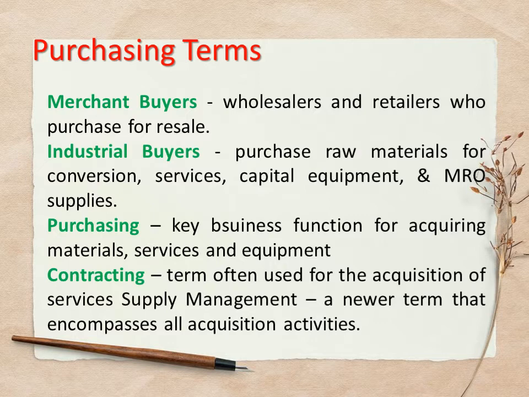Usually these industrial buyers buy goods and services in a large quantity or in large amount because they are going to produce or manufacture it into another product before they sell it. So these are called industrial buyers.